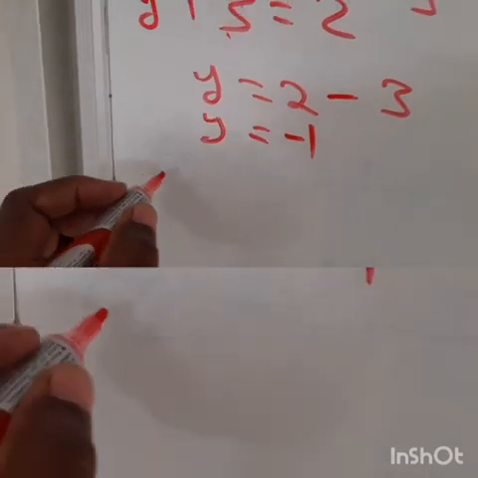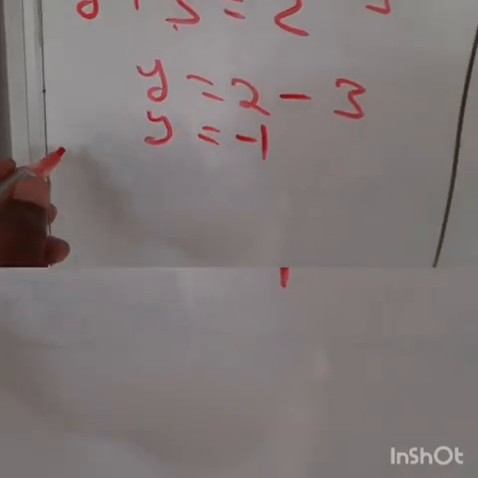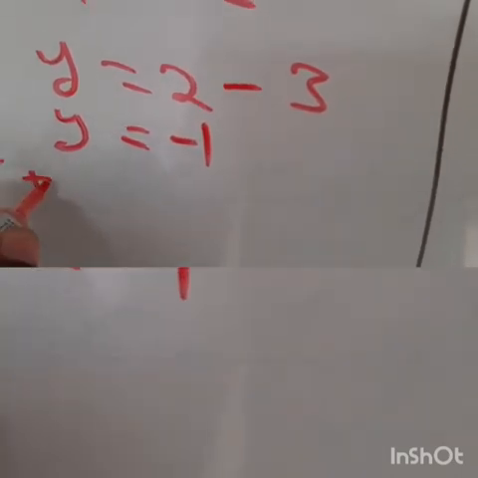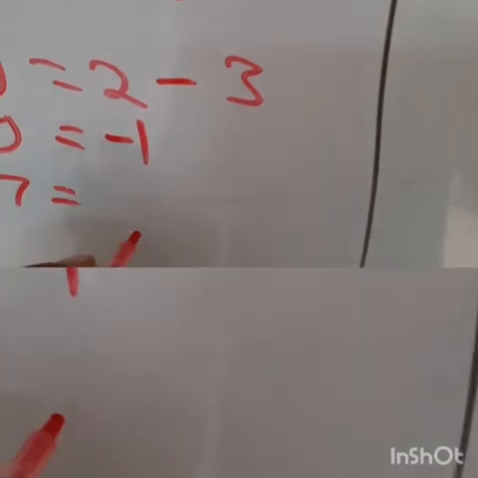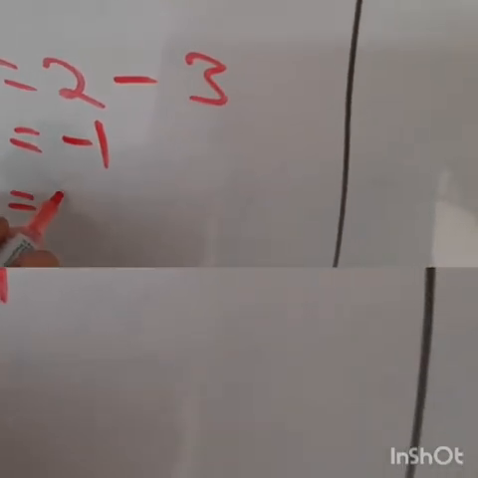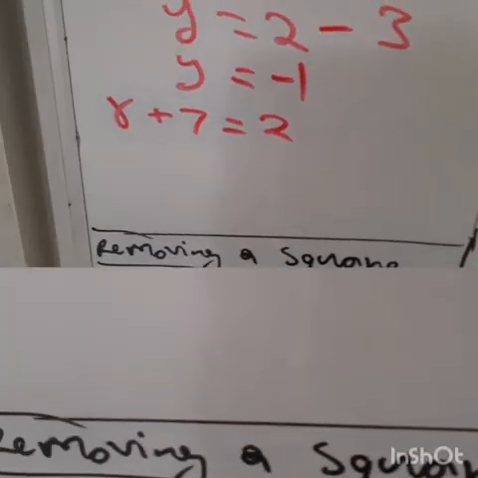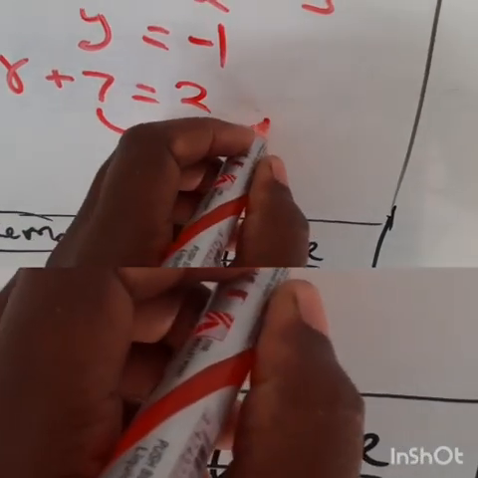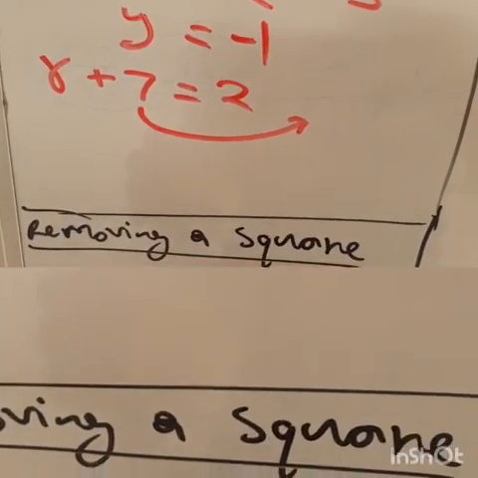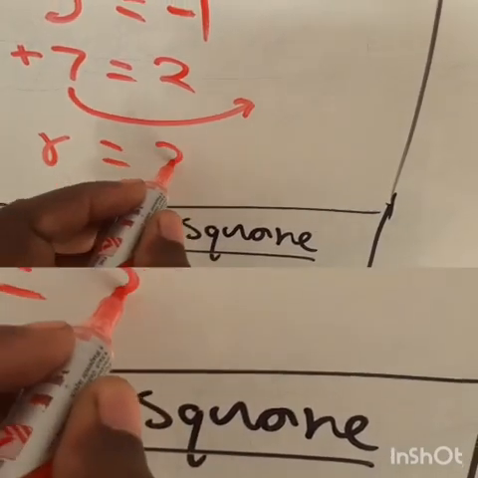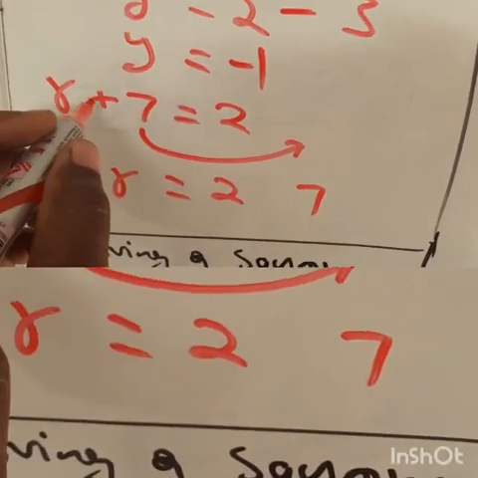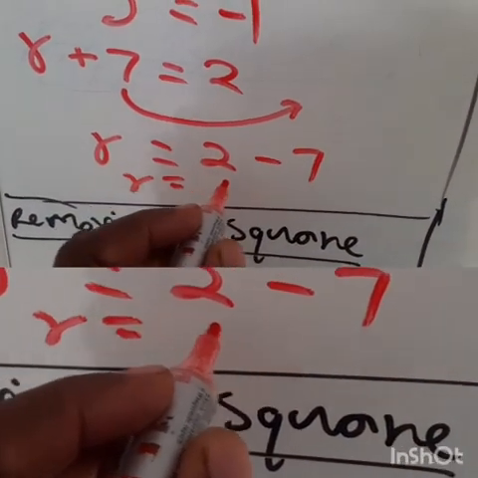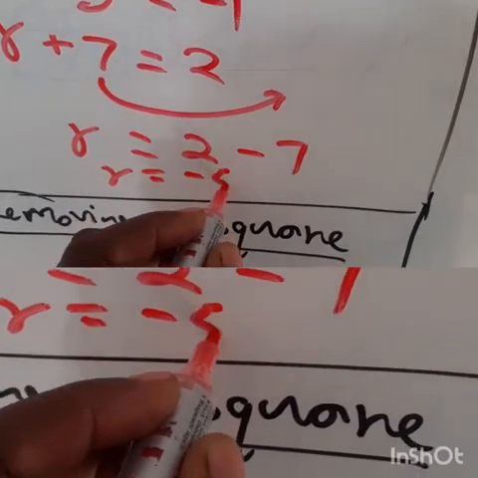Okay, another example, you'd have your r plus 7 is equal to 2. In this case, your 7 must also come this side to join the other numbers, and you'll be left with your r here, which equals 2 and your 7. Since it was positive, it becomes negative. Then your r is equal to -5.